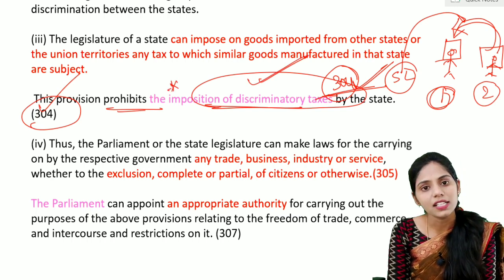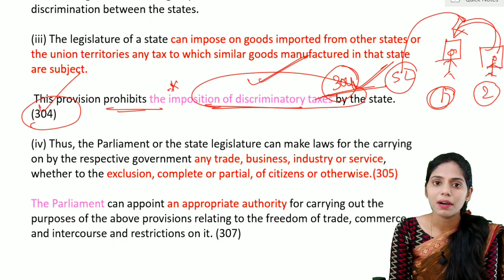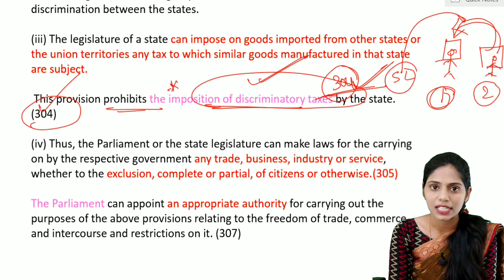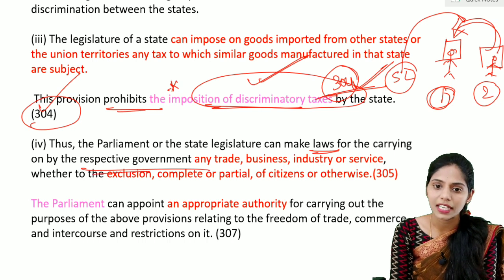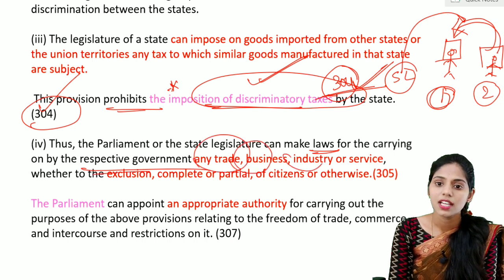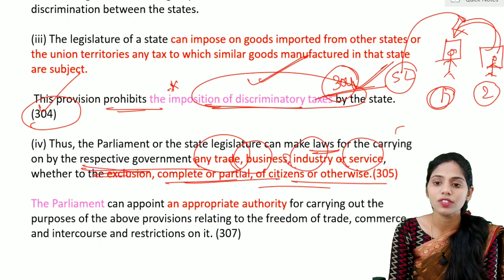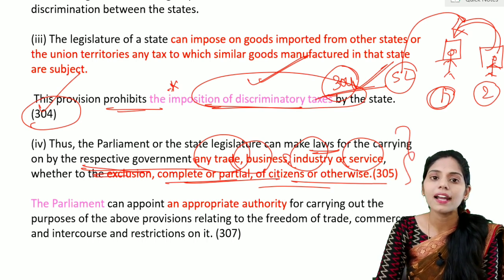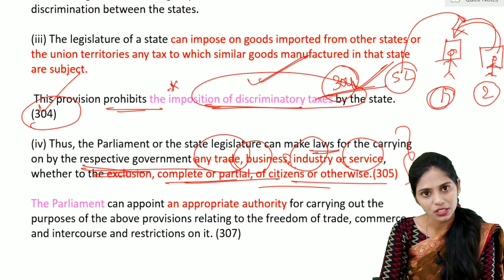And let us see the next article, Article 305. This article provides the power to both the Parliament and the state legislature to make laws for carrying on, by the respective government, any trade, business, industry or service, whether with complete or partial exclusion of citizens or otherwise. That means the Parliament and the state can make laws regarding trade, commerce and intercourse.